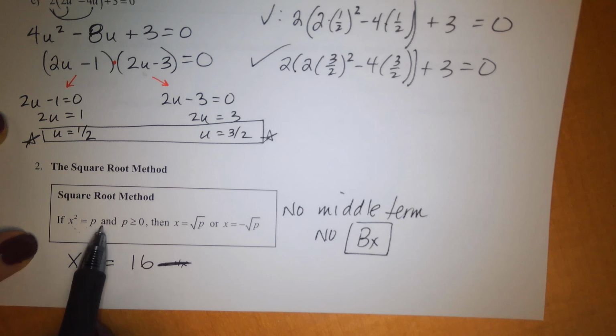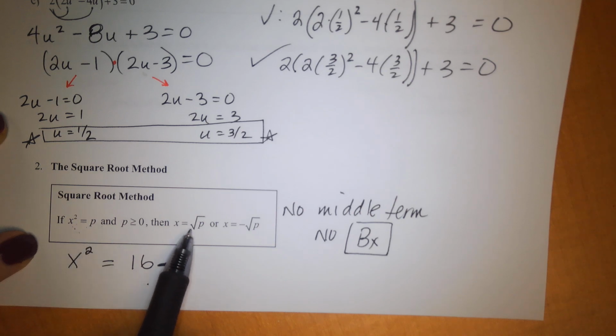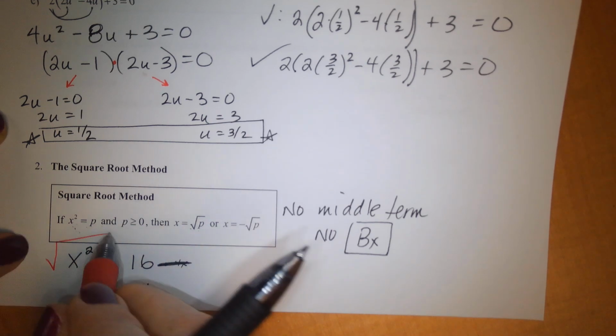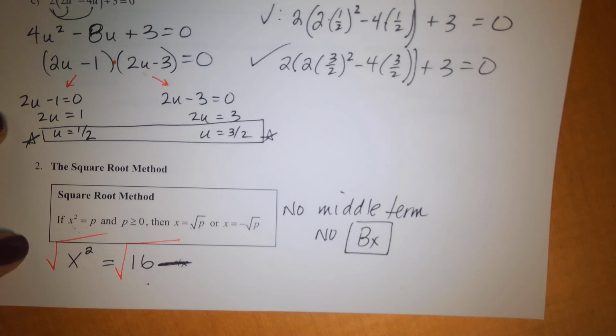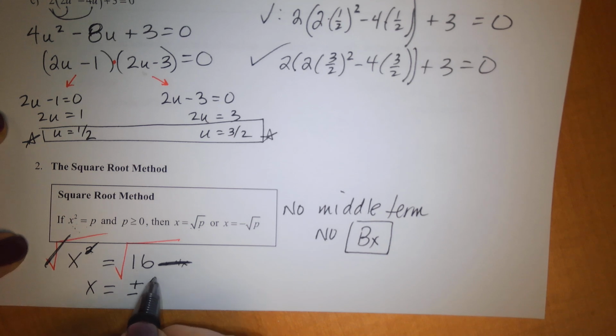Since you have x squared equals some constant number, then you could say x equals the square root of that number. In other words, you take the square root of both sides. When you take the square root of a square, they cancel each other out because they're inverses. So you're left with x equals the square root of 16. But don't forget, you always have a plus and a negative version of that answer, because negative 4 squared is also 16, as well as positive 4 squared. So you'll always have two answers.